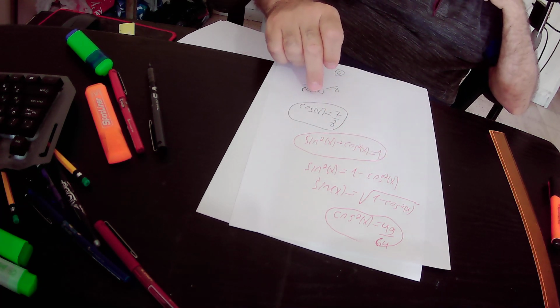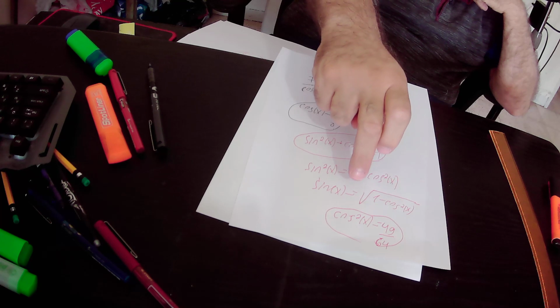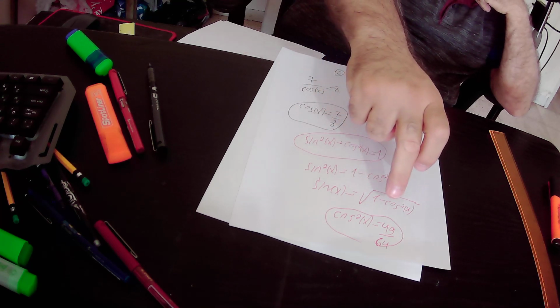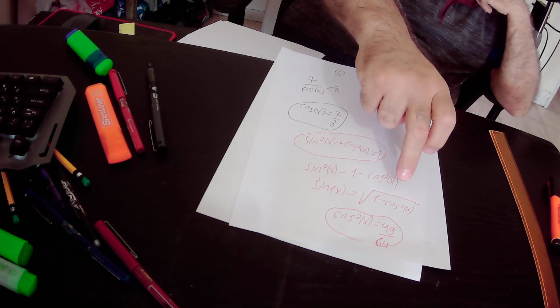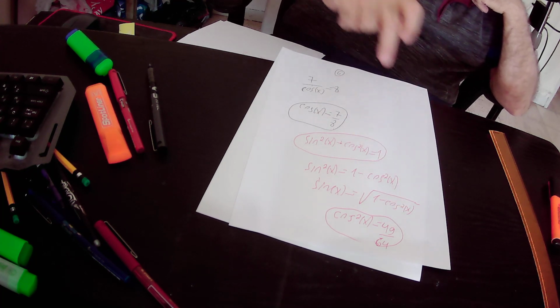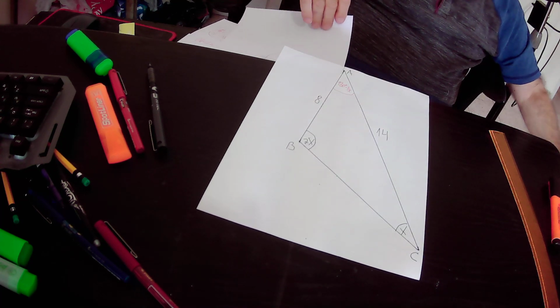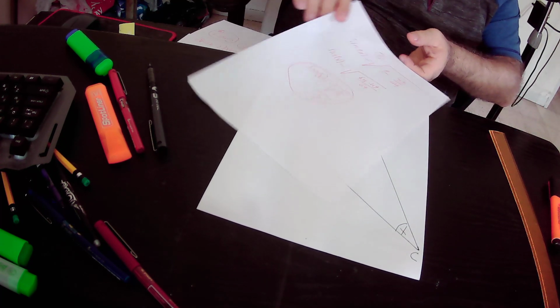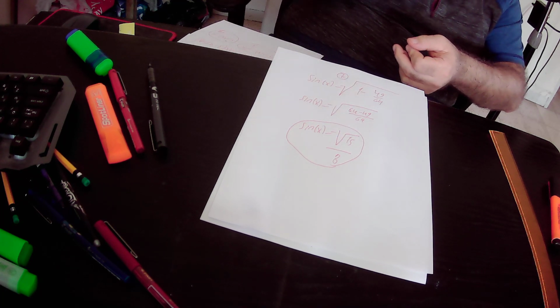We know that cosine x equals 7 over 8, so if we square this equality we get the value of cosine square x: cosine square x equals 49 over 64. So we can substitute cosine square x by 49 over 64, and we got that sine x equals root 15 over 8.